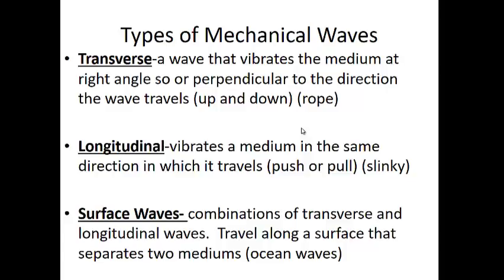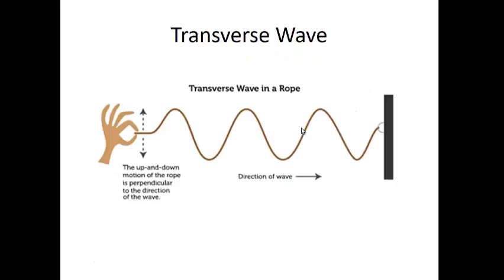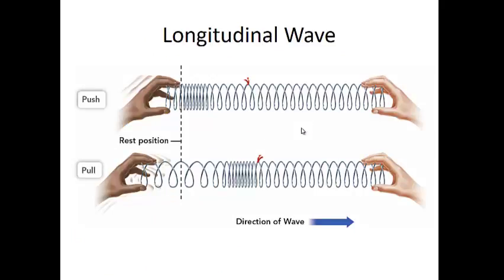The next type of wave that we're going to talk about is a longitudinal wave. So this vibrates a medium in the same direction in which it travels. So let's look at a longitudinal wave. So as you can see, the hand is pushing the slinky back and forth, back and forth. And the direction of the wave, if you follow the compression from like point A to point B down here, the direction is to the right.